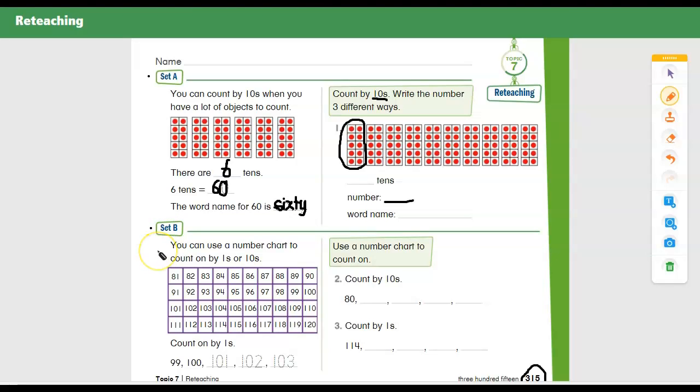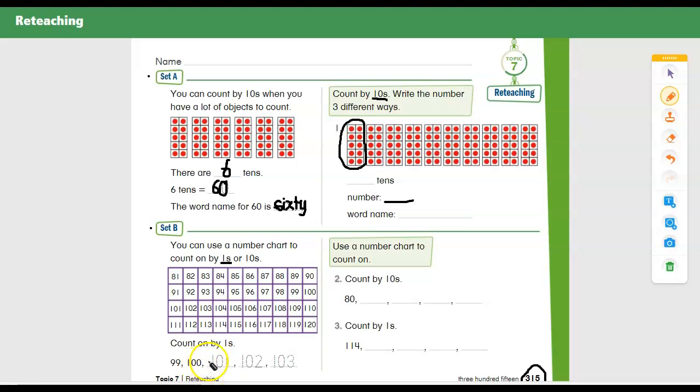For set B, it says you can use a number chart to count on by ones or tens. Here we have our number chart, beginning with 81 and ending with 120. When we look here at our chart, we see 81, 82, 83, 84, and so on. This number chart is counting on by ones. It then gives a pattern. We have 99, 100, and it wants you to continue counting on by ones.